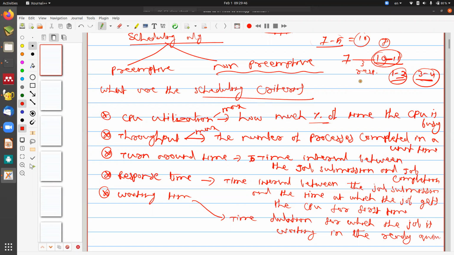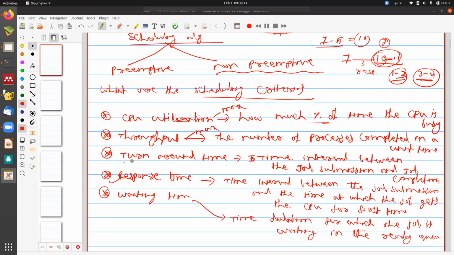When you submitted, that is the new state. When you terminated, that is the termination state. That total time is the turnaround time. And what is the response time? After the submission, when you first get the running state, that duration, from submission time till the first time you enter into the running state, that is called the response time.